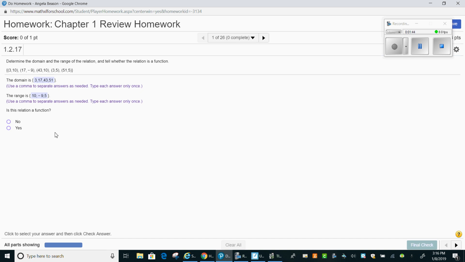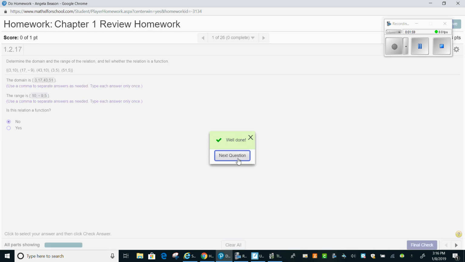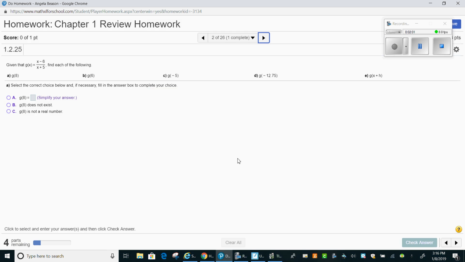The third question says, is this relation a function? The way that I know if it's a function or not: if any of the x values are repeated, it is not a function. So notice here I have 3, 10, then I have 3, 5, so no, this is not a function. So final check, that is correct on question number 1.